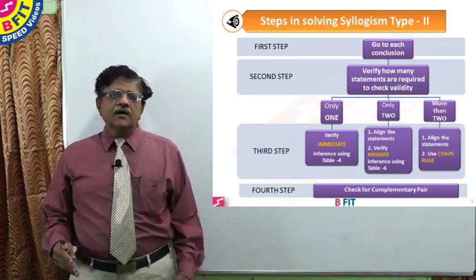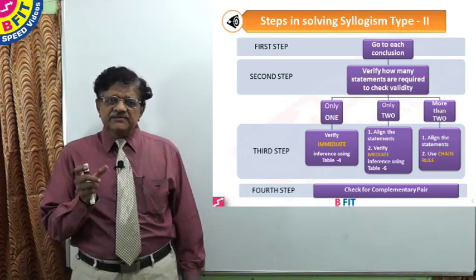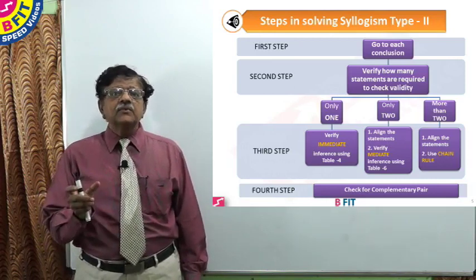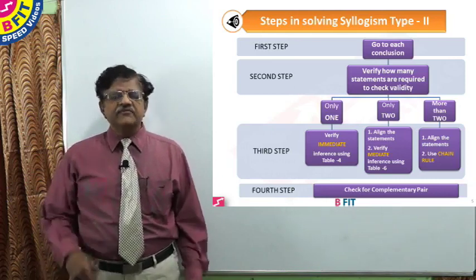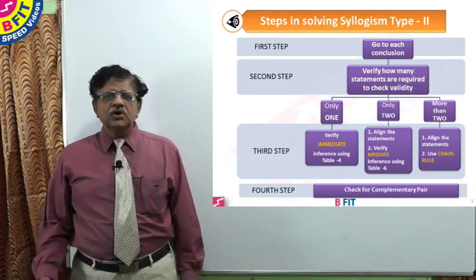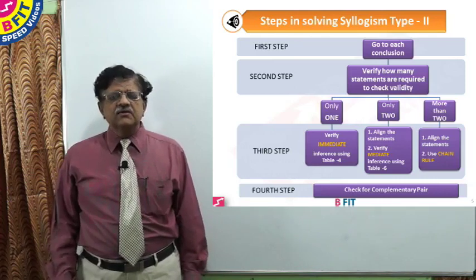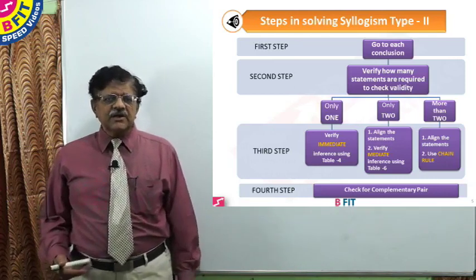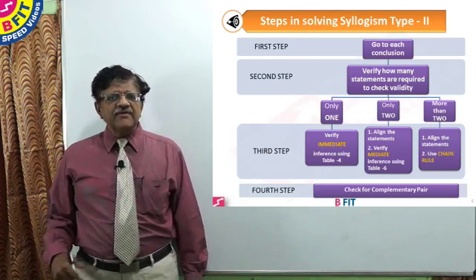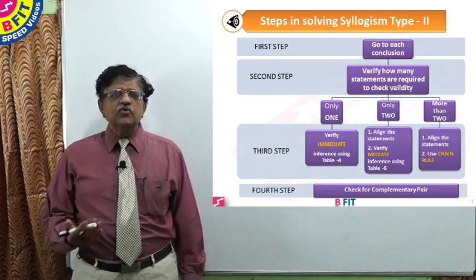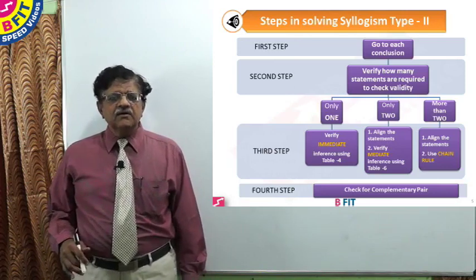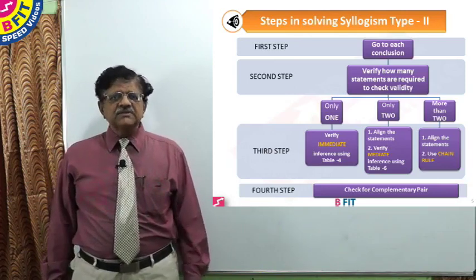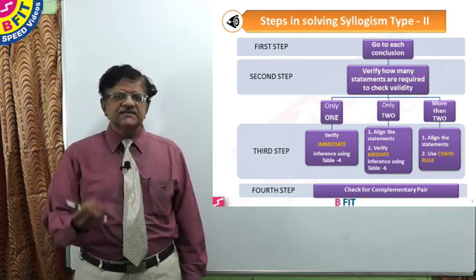Then another alternative is, if the subject and predicate are from two statements, then it is mediate inference. We know how to draw the mediate inference. What are the mediate inferences that are possible? We have already seen. Probably I will just remind you of what are all the valid mediate inferences that we can draw. All apples are apples. All England is England. That is the second.